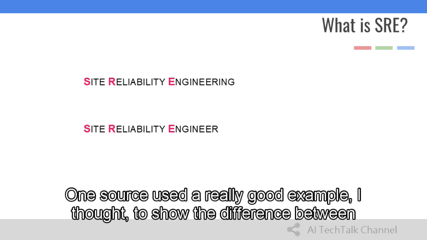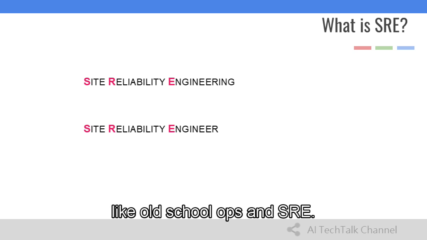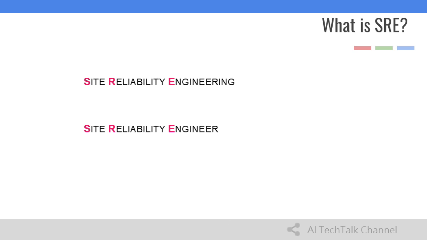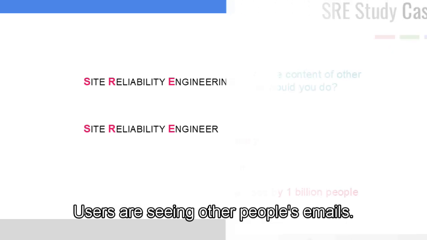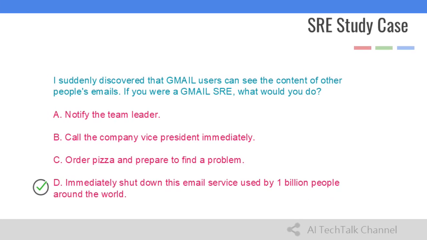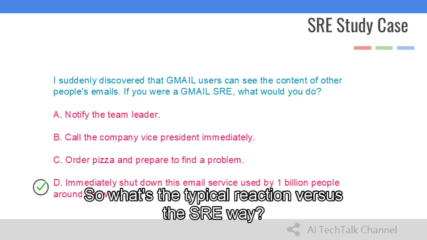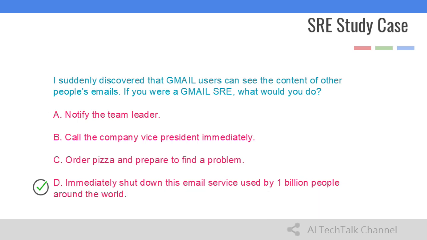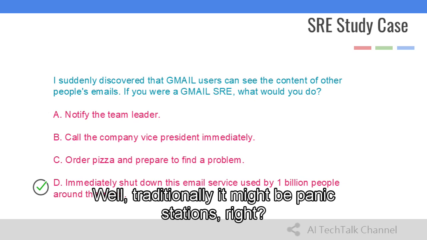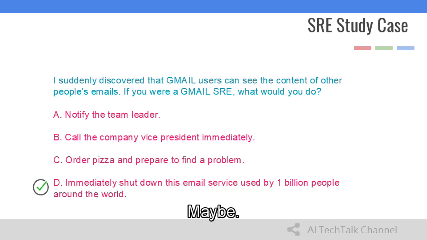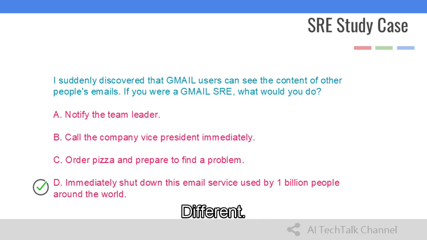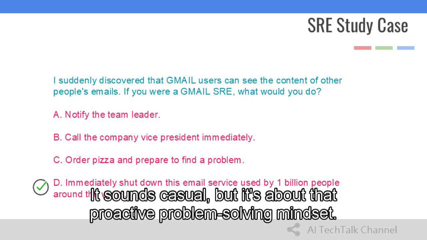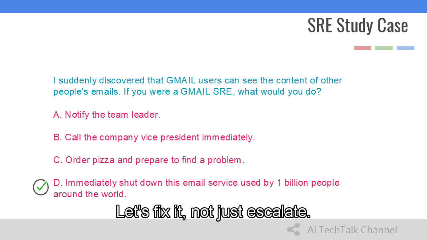One source used a really good example to show the difference between old school ops and SRE. Ah, the Gmail scenario. Imagine Gmail has a massive problem: users are seeing other people's emails. Super bad, a total nightmare scenario. So what's the typical reaction versus the SRE way? Traditionally, it might be panic stations. Call the VP, escalate immediately. But the SRE approach highlighted was different. More like, okay, let's order pizza and figure this out. It sounds casual, but it's about that proactive, problem-solving mindset. Let's fix it, not just escalate.